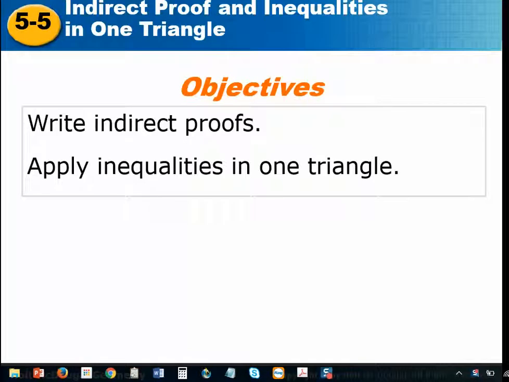Hello, this is Ms. DB, and in this lesson we're going to go over Chapter 5, Section 5, which is on indirect proof, and then also inequalities in one triangle. It's kind of like two separate topics, but in order to prove the theorems in this section, you have to use indirect proof, so we kind of have to go over what that is. So we are going to write indirect proofs and also apply inequalities in one triangle.